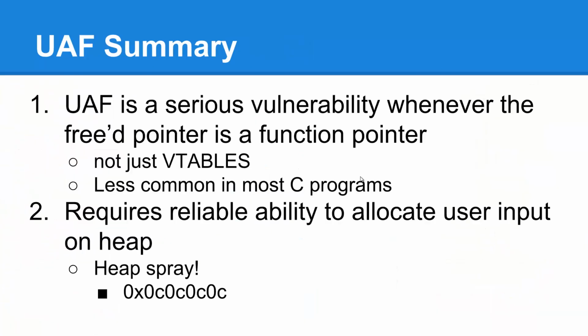To summarize use after free bugs, it's a very serious vulnerability whenever there's a function pointer involved. And it doesn't just pertain to vtables. It does exist in C, but it's just less common and depends on the application. The exploitation of a UAF bug relies on the reliable ability for an attacker to allocate user input on the heap, which is typically called the art of heap sprays.